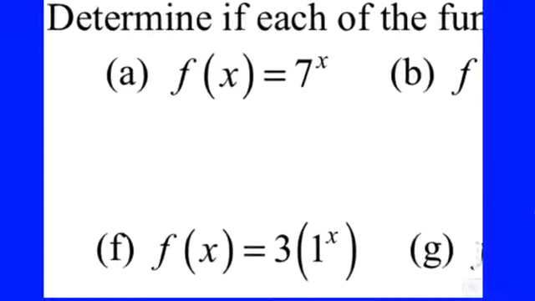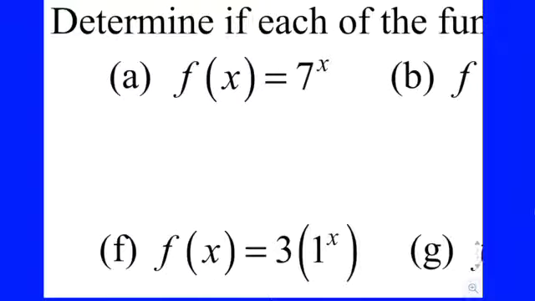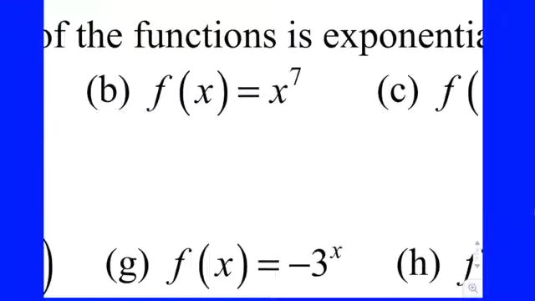All right, let's see how you did. Letter A, E or N? E, good. The base is 7. The initial value is 1. The exponent is the variable. Good. How about this one? X to the 7. No, this is a polynomial function.